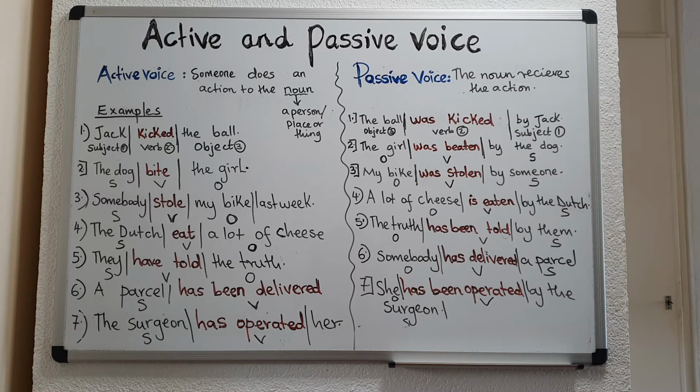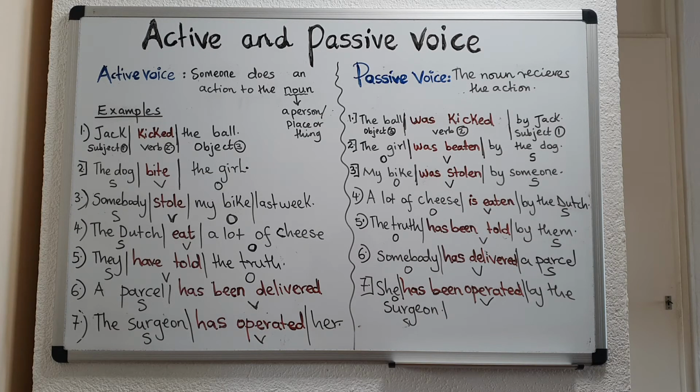Example 4, the Dutch eat a lot of cheese. So the Dutch are doing something to the cheese. So we have the subject, which is the Dutch. We have eat, which is a verb. And we have a lot of cheese, which is the object. So remember once more, in a sentence where you have the active voice, you begin with the subject. You follow it up with the verb. And you end with the object.